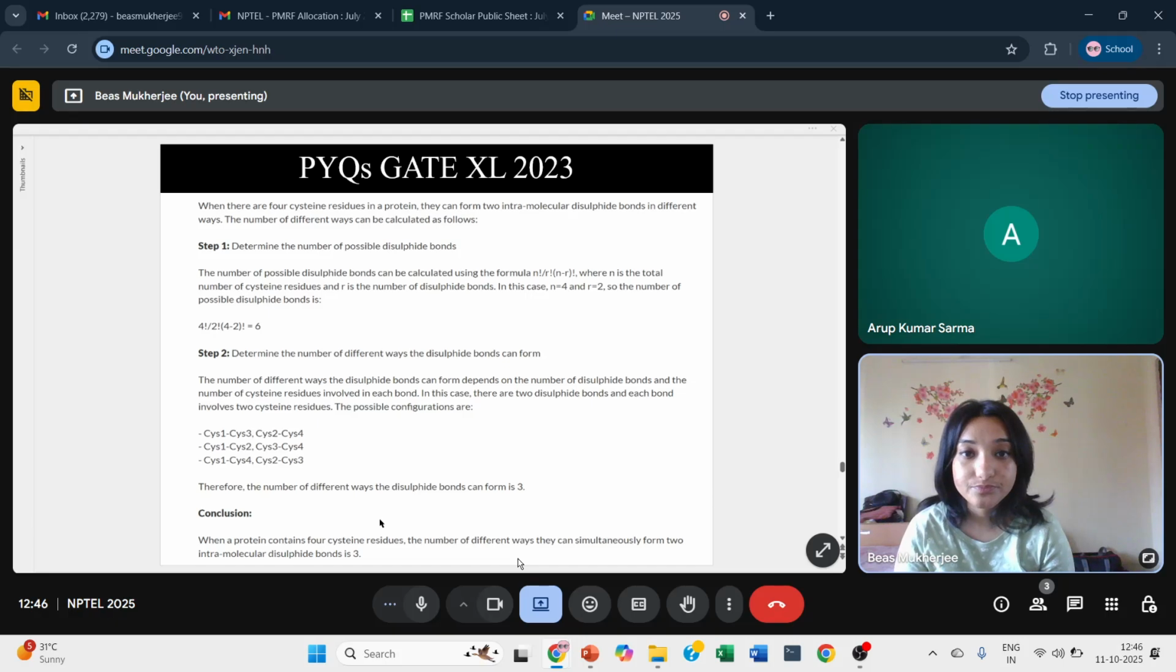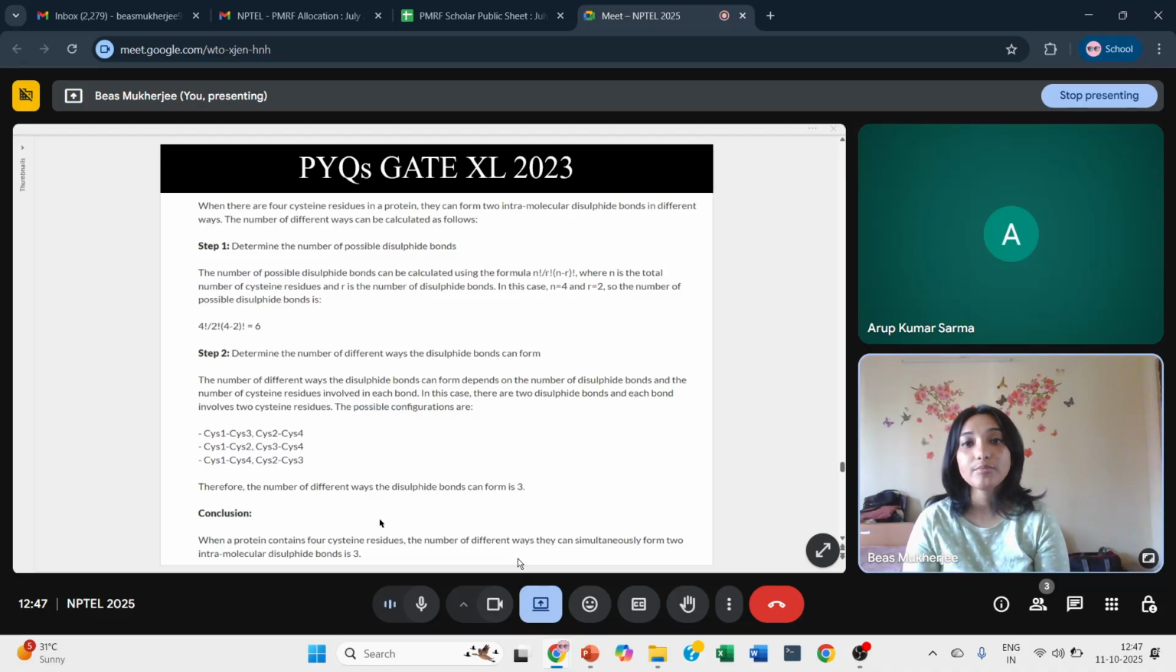n factorial divided by r factorial into n minus r factorial, where n is the number of cysteine residues and r is the number of disulfide bonds. In this case, the number of cysteine residues is 4 and the number of disulfide bonds is 2. So the number of possible disulfide bonds is 6.